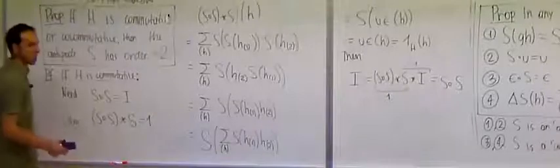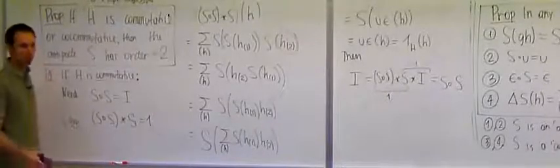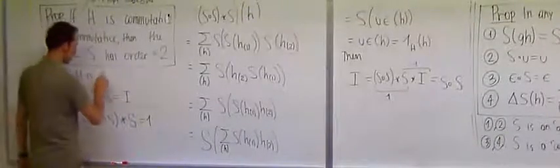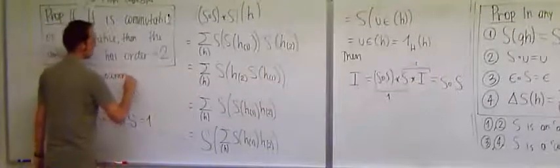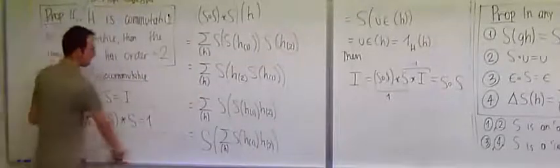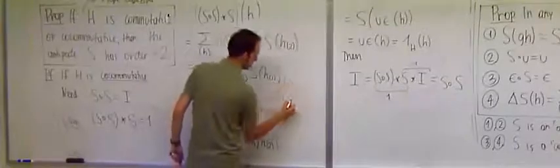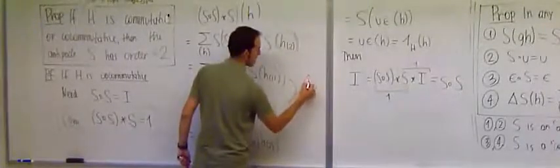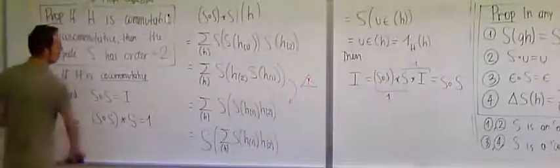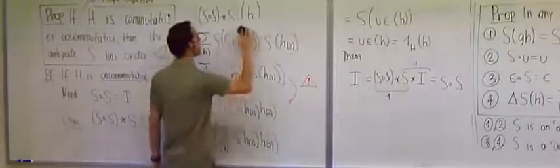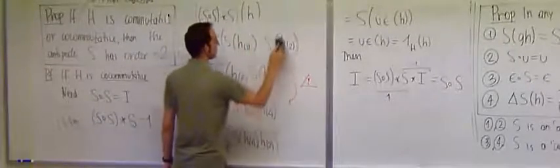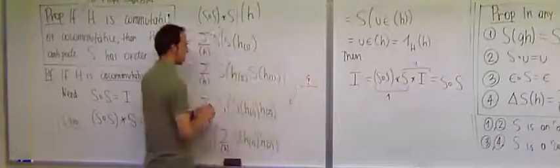So now let's try to do the same thing if H is cocommutative. If H is cocommutative, where does this argument break down? This is the trouble spot right here. This is where we have to be careful. That step is not valid if we don't know that the Hopf algebra is commutative. So, can you think of something else we could do?